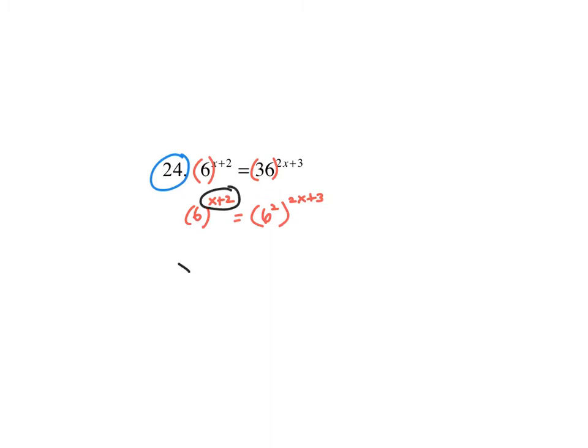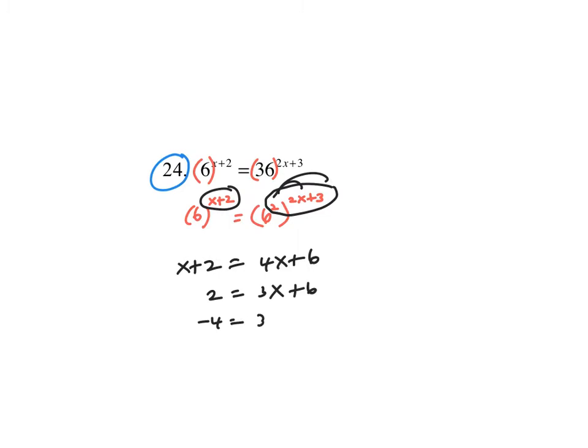So I have x plus 2 equal to 2 times the quantity 2x plus 3. So that's going to be 4x plus 6. When I solve for that, subtract x on both sides, subtract by 4. Get x is equal to negative 4/3.